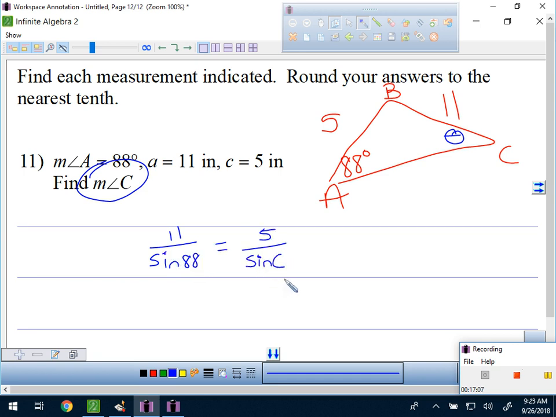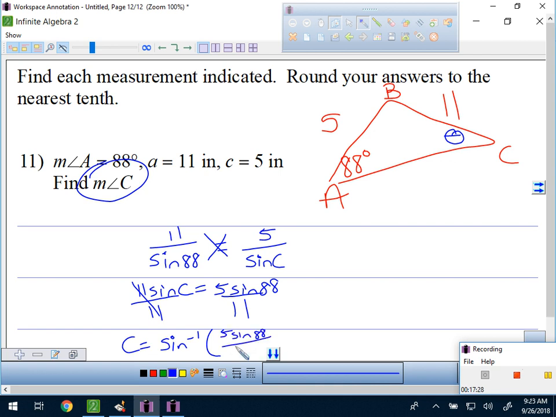So 11 over sine of 88 equals 5 over sine of C. Now keep in the back of your mind, you're trying to find an angle, so you know you're going to do inverse. So cross multiply, you get 11 sine of C equals 5 sine of 88. Divide by 11, and here's where the inverse comes in handy. Make sure you do sine inverse of 5 sine of 88 over 11. And I'm going to do that.